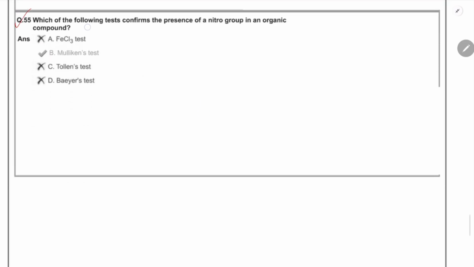Question number 55: which of the following tests confirm the presence of a nitro group in an organic compound? HPCl3, the alcohol test, and Tollens test, that is for aldehyde and ketone. We did the Mulliken's test for the nitro group identification. So PCl3 is for the phenols or any hydroxyl groups.